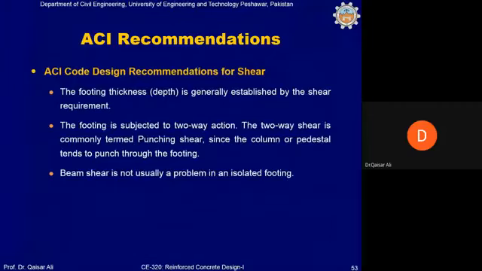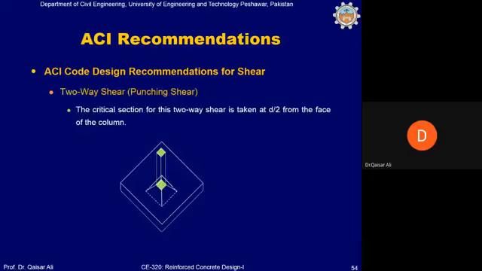The footing thickness in the case of isolated column footing is generally established by the shear requirement. And this time, it will be two-way action which will mostly govern the thickness of the footing, instead of the one-way shear which we have seen in the case of wall footing. What is punching shear and how will this punching shear be calculated? The punching shear is basically making a hole in the footing by the column.